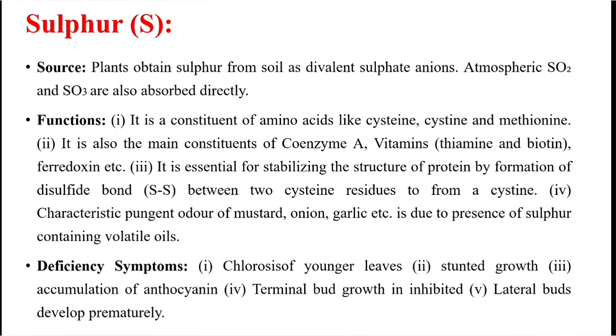It is also a main constituent of coenzyme A and vitamins like thiamine, biotin, and ferredoxin. It is essential for stabilizing the structure of protein by formation of disulfide bond between two cysteine residues to form cystine. The characteristic pungent odor of mustard, onion, and garlic is due to the presence of sulfur containing volatile oil. Deficiency symptoms include chlorosis of younger leaves, stunted growth, accumulation of anthocyanin, terminal bud growth is inhibited, then lateral buds develop prematurely.